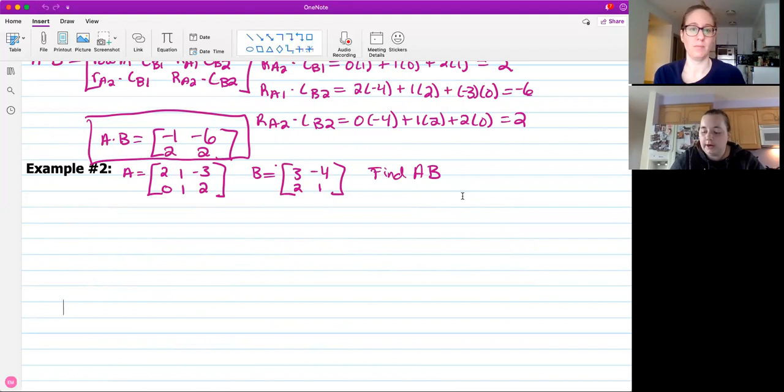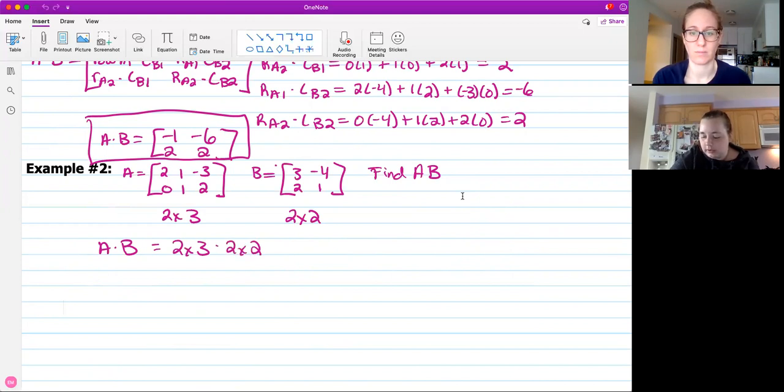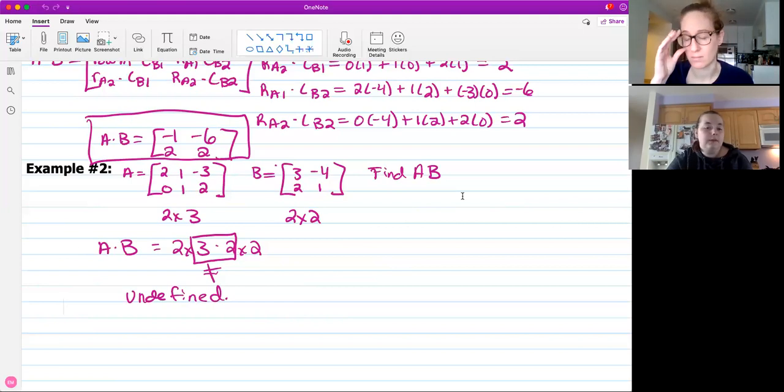Okay, so we are asked to find product AB, and we have a 2 by 3 matrix here, and here we have a 2 by 2 matrix. So if we were to find A times B, we would have a 2 by 3 times a 2 by 2. And if we were to box these two middle ones, these are not equal, so we are not allowed to multiply these together. And so when this happens, we write undefined or not possible, whatever you want to write works. And that's all you have to do for those problems.